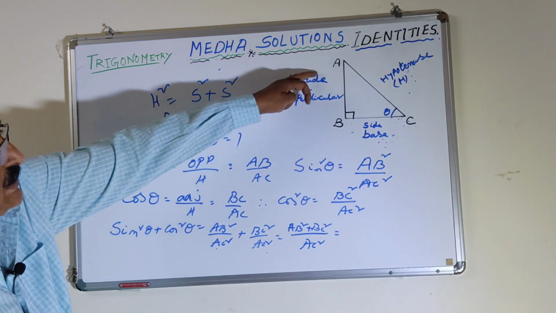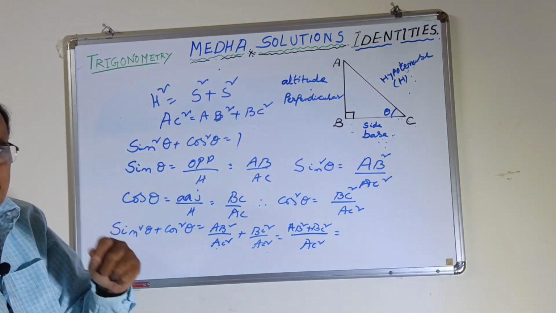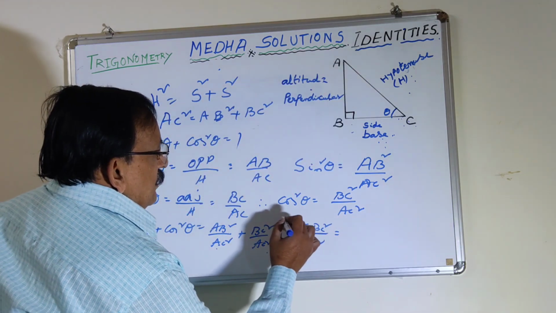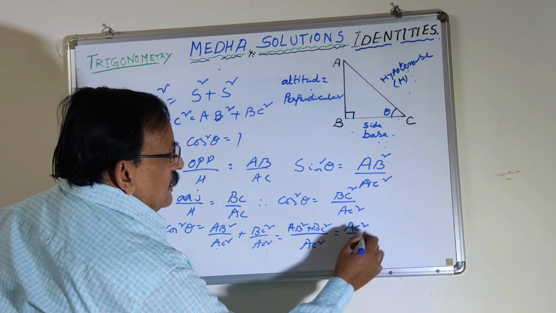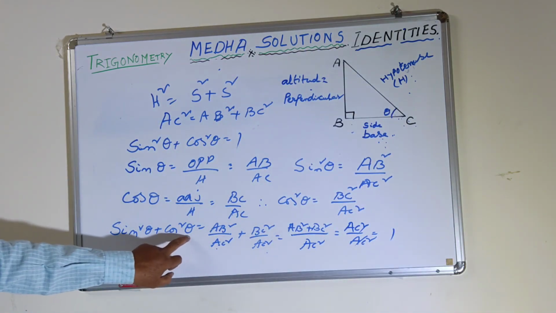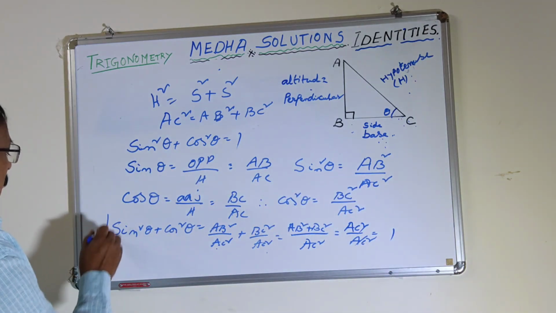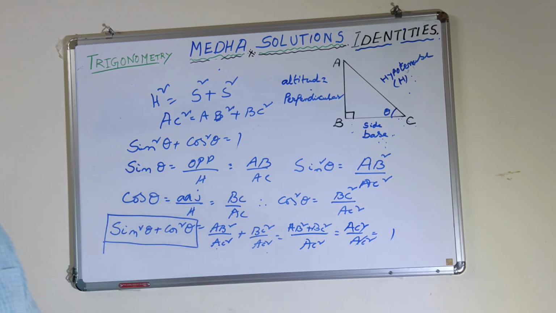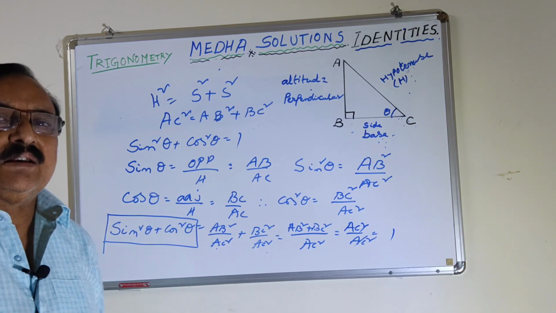See, AB square plus BC square, as per Pythagoras theorem, is equal to AC square. So we can write AC square by AC square, the denominator cancels, and we get 1. Now we have proved that sin square theta plus cos square theta is equal to 1. This is the main identity. Why I boxed it is that with this main identity we can derive so many sub identities.